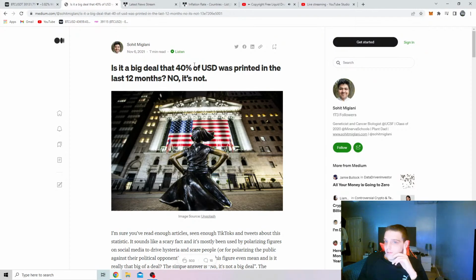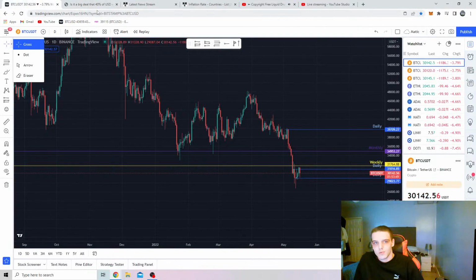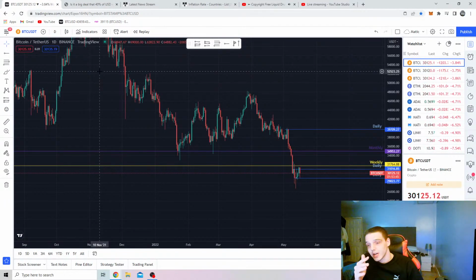Is it a big deal that 40% of USD was printed in the last 12 months? No, it's not. Clearly this was wrong. I just wanted to find an example. But clearly this article was wrong, and it was something to be incredibly concerned about. It's basic supply and demand. You cannot add more of something into the world.